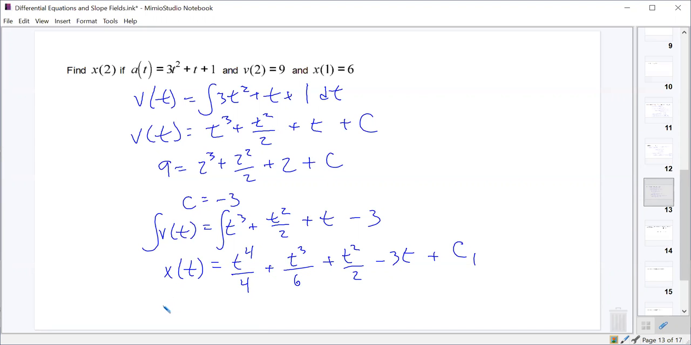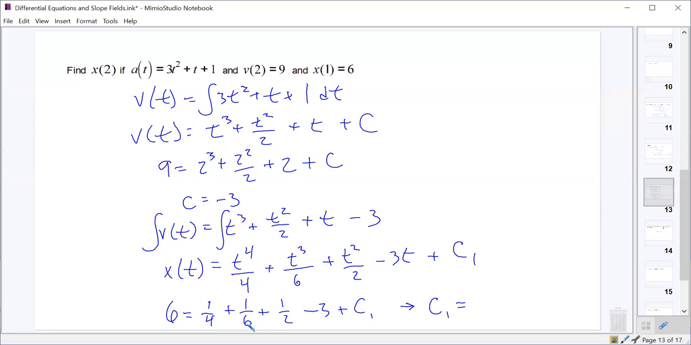We know that x of 1 is equal to 6. So that'd be a 4th plus a 6th plus a half minus 3 plus that constant c sub 1. And let's see here. If we add the 3 over, that's 9, right? So we got 9 equals all this plus our constant 1. And we have 9 minus a 4th plus a 6th plus a half.